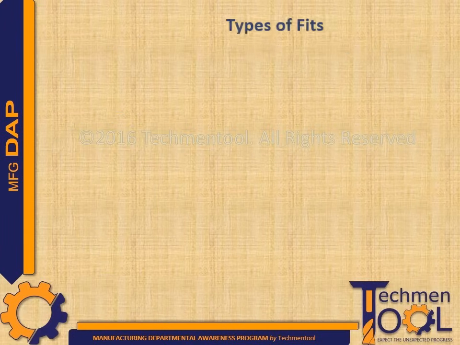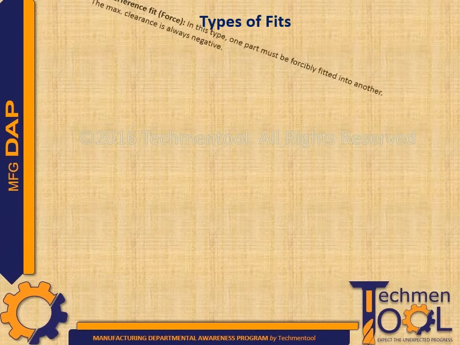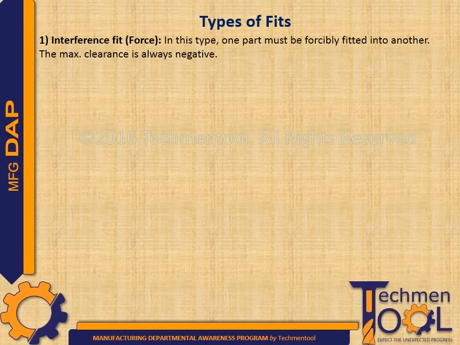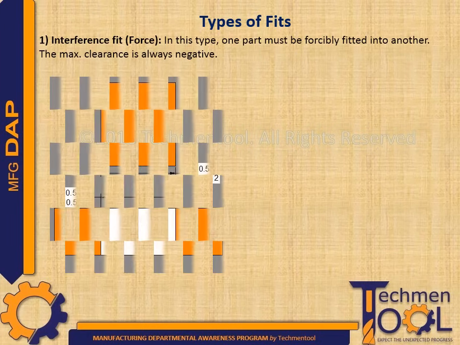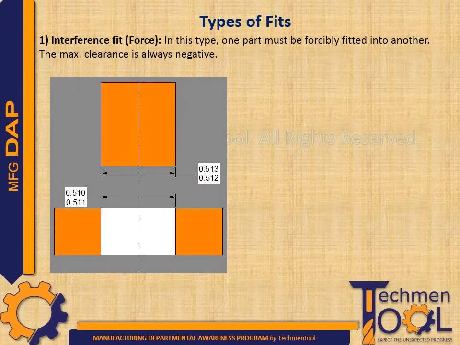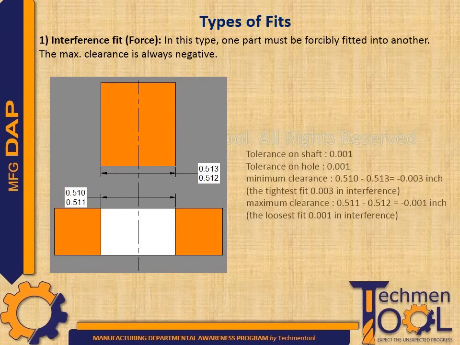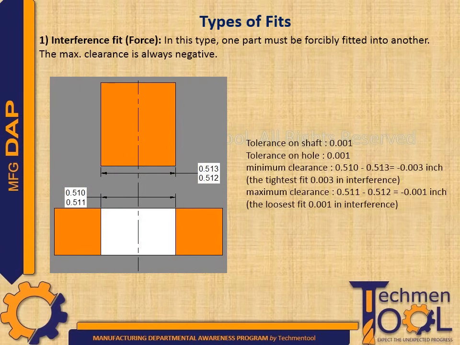Interference fit. In this type, one part must be forcibly fitted into another, that is, maximum clearance is always negative. In this example, we can see that the tolerance on the shaft is equal to 0.001 and the tolerance on the hole is equal to 0.001. Minimum clearance is equal to 0.510 minus 0.513, that is equal to minus 0.003 inch.